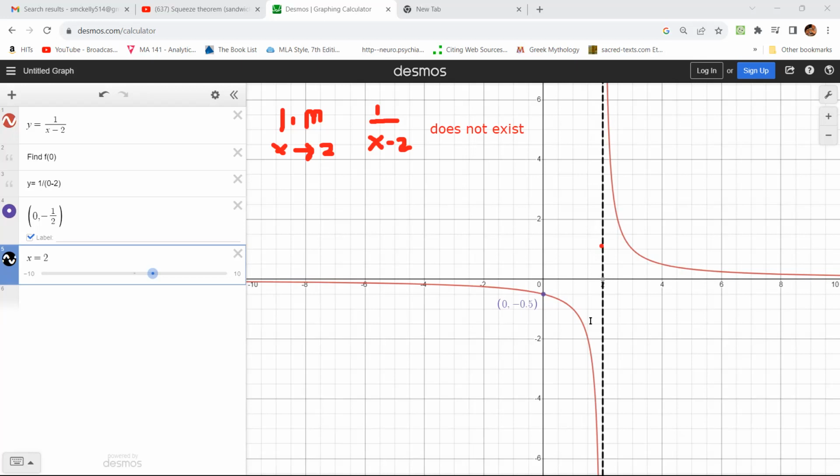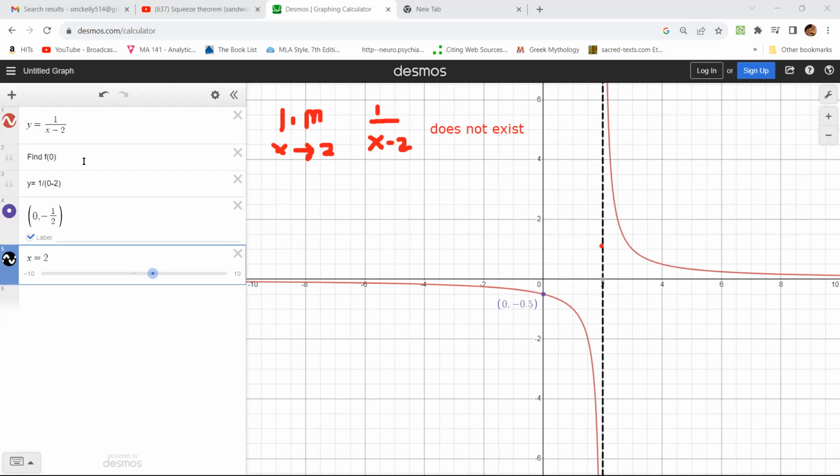Now, in this case, if I ask you what is f of 2, what would you say? If I just asked you for f of 2, right? F of 2. So plug 2 in here, what do you get?